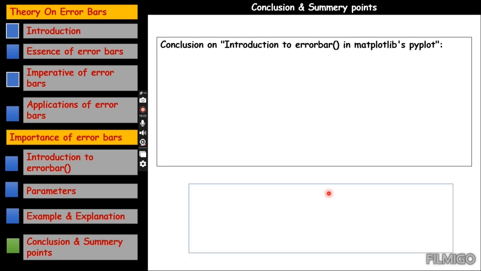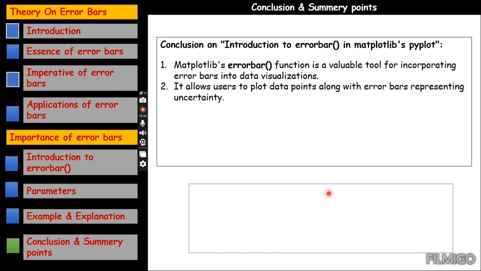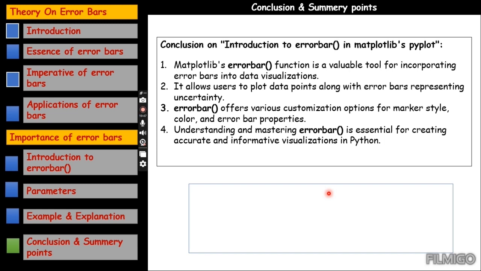Conclusion on the introduction to errorbar in Matplotlib's PyPlot. Matplotlib's errorbar function is a valuable tool for incorporating error bars into data visualizations. It allows users to plot data points along with error bars representing uncertainty. errorbar offers various customization options for marker style, color, and error bar properties. Understanding and mastering errorbar is essential for creating accurate and informative visualizations in Python.